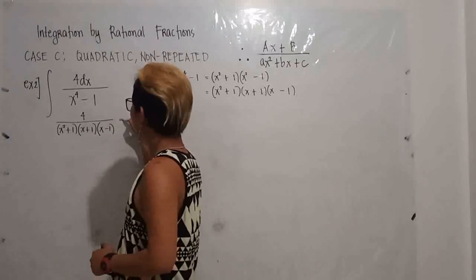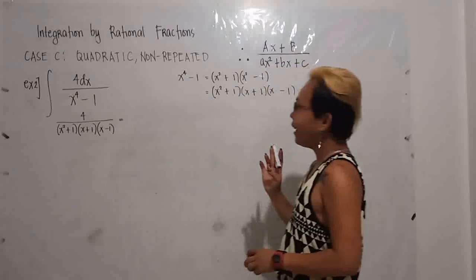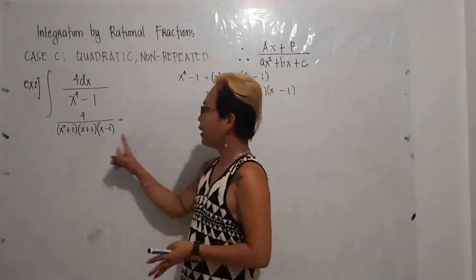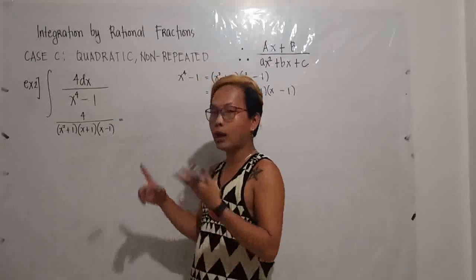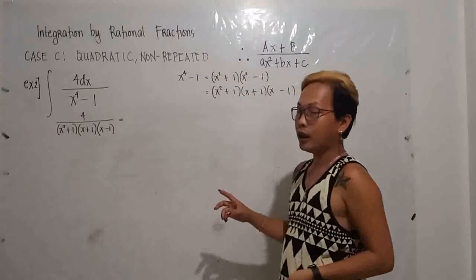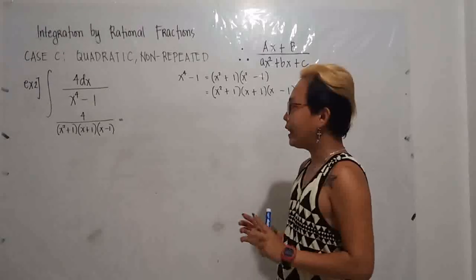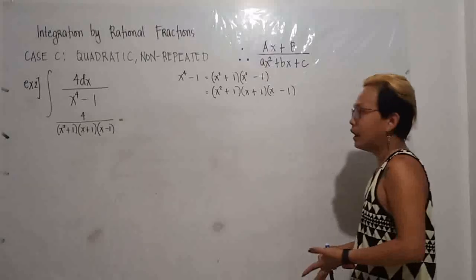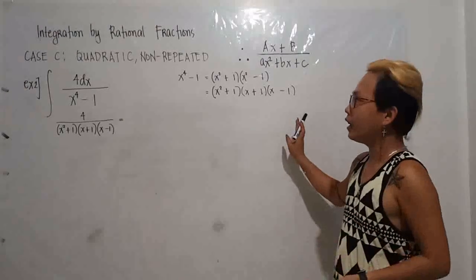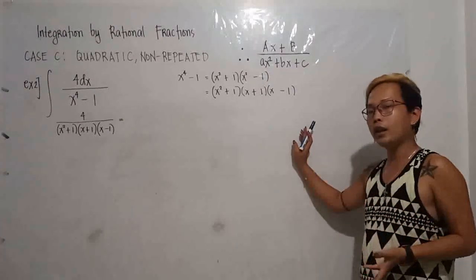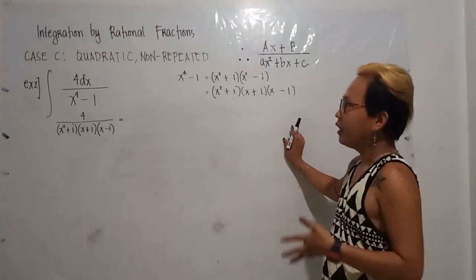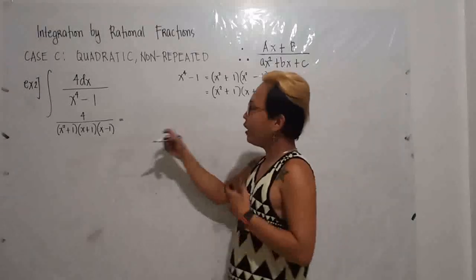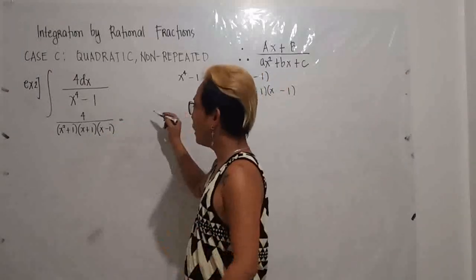So if you analyze the equation or your denominator, you have linear, which is x plus 1 and x minus 1. Since walang naulit, this is linear non-repeated, which is case A. But it also comes with x squared plus 1, which is quadratic. Then, nag-iisa lang siya, so quadratic non-repeated. So this is the combination of case A and case C: the linear non-repeated and the quadratic non-repeated. So x plus 1 and x minus 1 will each have their own fraction.